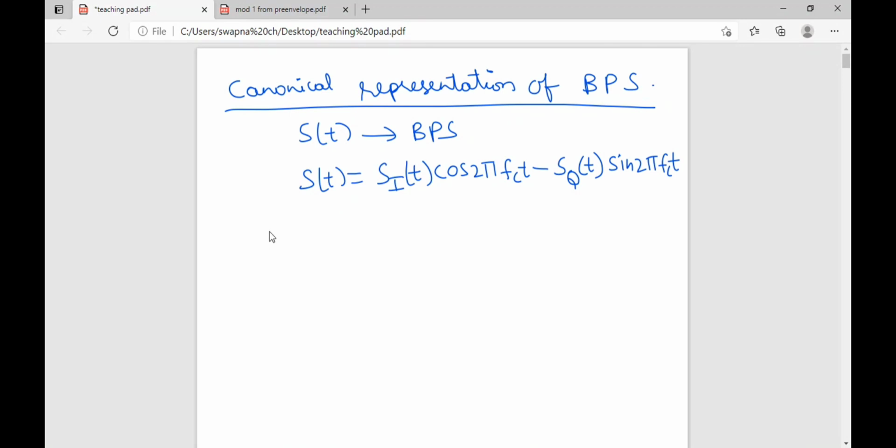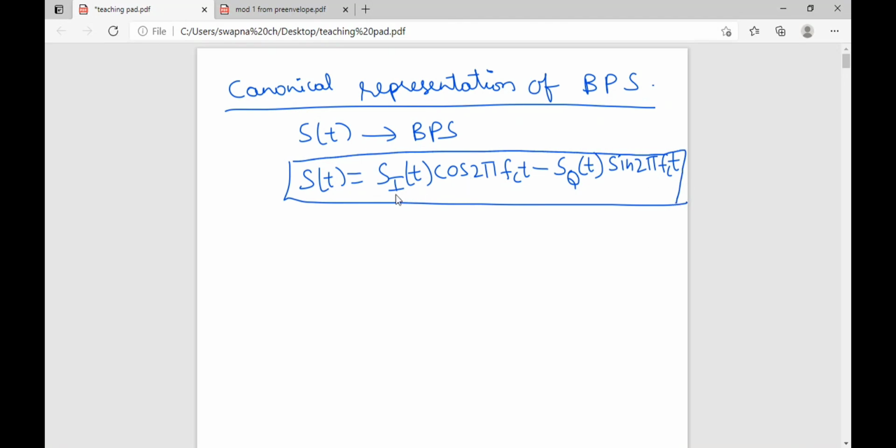Okay, so now this is nothing but the canonical representation of the bandpass signal. The bandpass signal is represented by using the in-phase component and the quadrature component. For the same, we have seen the phasor diagram as well, and then in the last class I just started how to extract the in-phase and quadrature components Si of t and Sq of t when we have S of t.